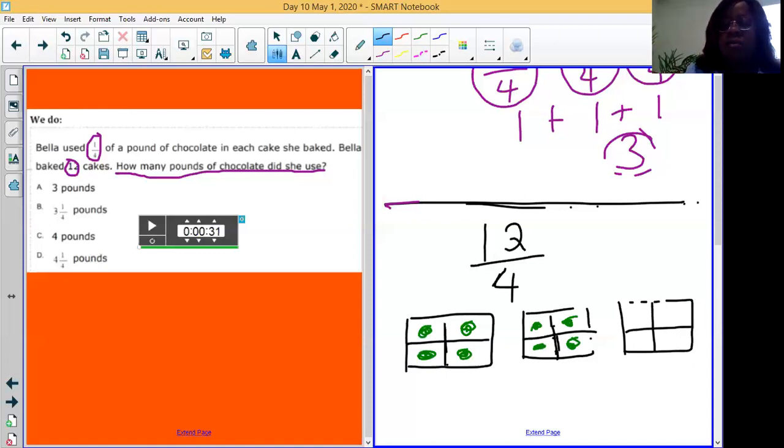So I was at 8/4. This makes 9, 10/4, 11/4. There's my 12/4. Now, what do I have shaded?